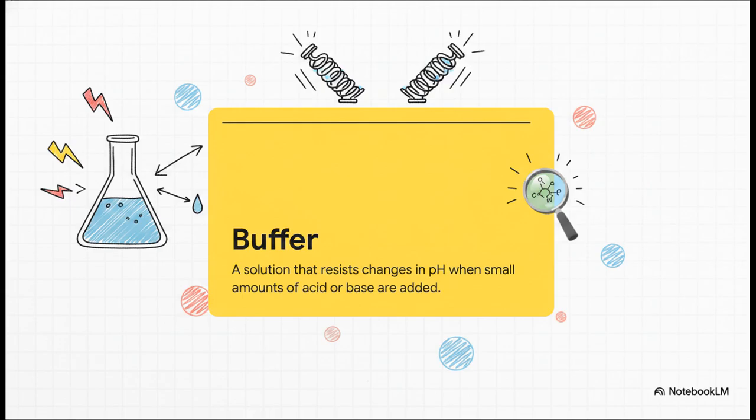Well, the answer is buffers. A buffer is basically a solution that resists changes in pH when small amounts of acid or base are added. Think of them like chemical shock absorbers. They contain both a weak acid and its conjugate base, which means they're constantly on standby, ready to neutralize chemical invaders coming from either direction.